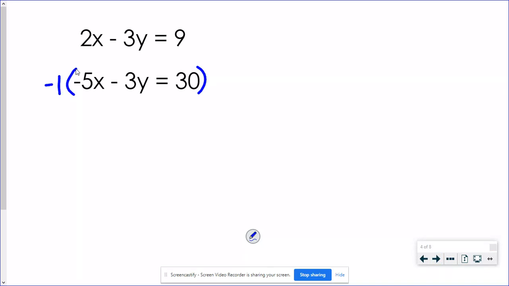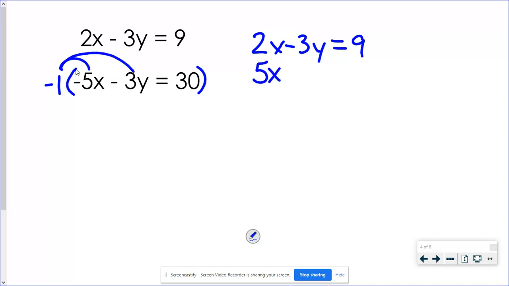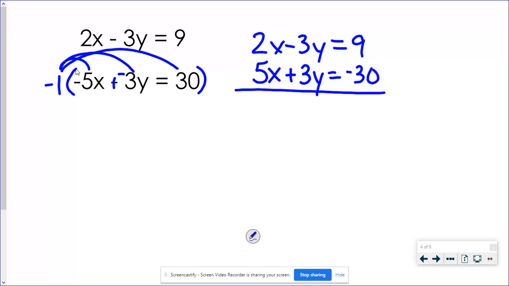When I do that, let me write this one to the side. So the top equation doesn't change. 2x minus 3y equals 9. Second equation, when I distribute the -1, that'll be a positive 5x. -1 times a -3y will be a positive 3y. That's what I wanted. And -1 times 30 is going to be a -30. The y's are opposites. They cancel out. So 2x plus 5x is 7x. 9 plus a -30, or 9 minus 30 is going to be -21.